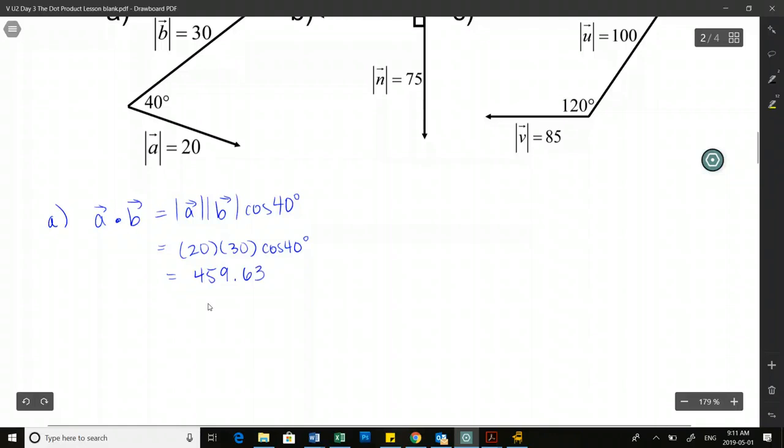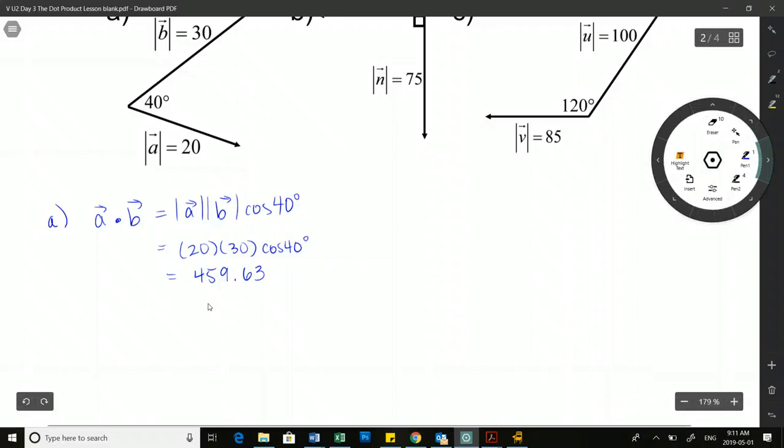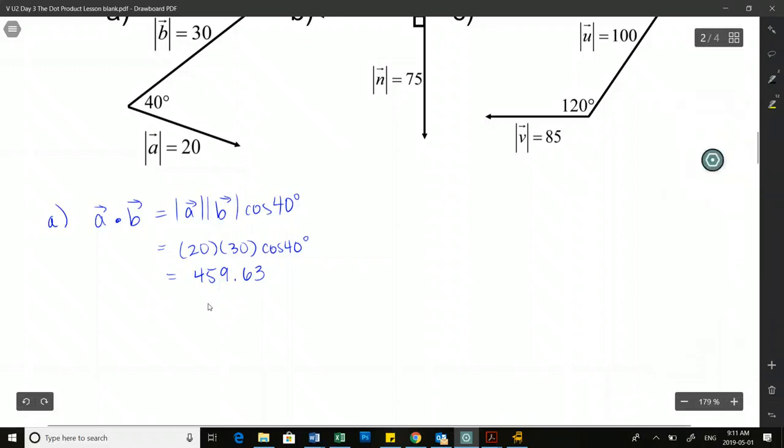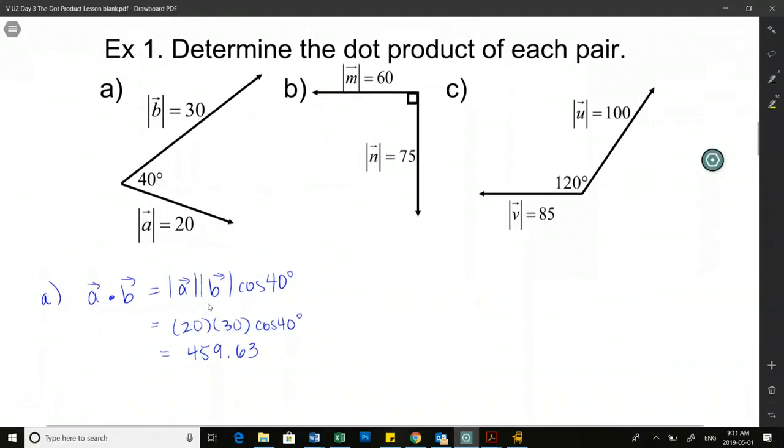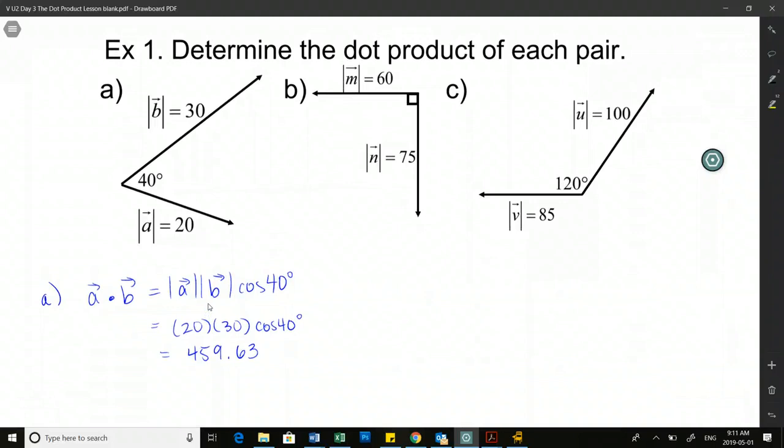Okay, and again, the result that we get here is a scalar. Okay, let's try B. So this one we don't have any units of measurement. The units of measurement will vary based on the application, but for this one, we're not going to put any units.